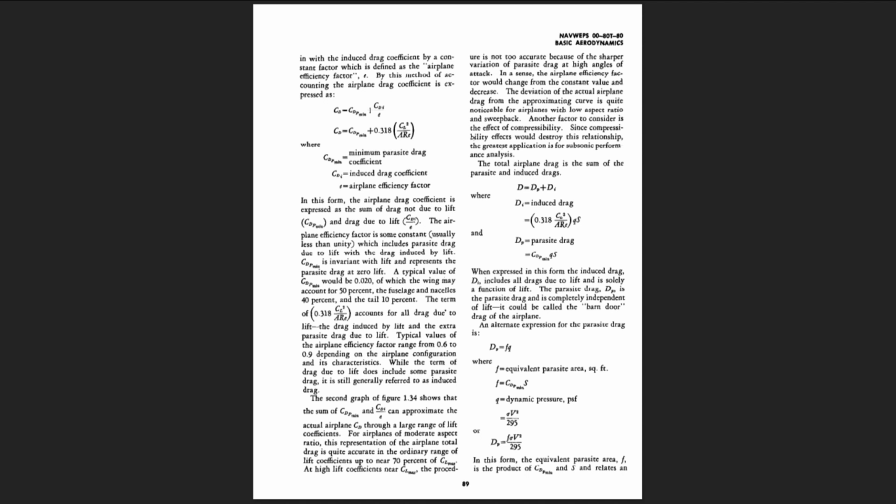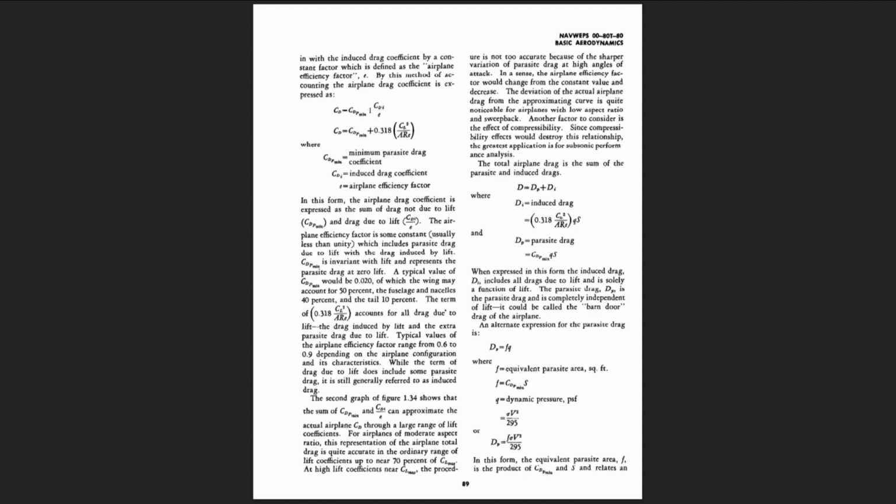In a sense, the airplane efficiency factor would change from the constant value and decrease. The deviation of the actual airplane drag from the approximating curve is quite noticeable for airplanes with low aspect ratio and sweepback. Another factor to consider is the effect of compressibility. Since compressibility effects would destroy this relationship, the greatest application is for subsonic performance analysis.